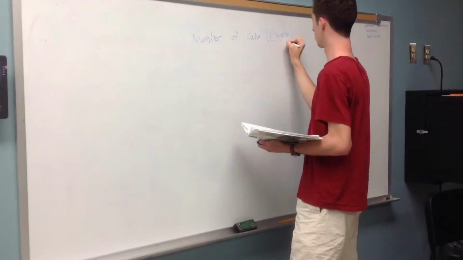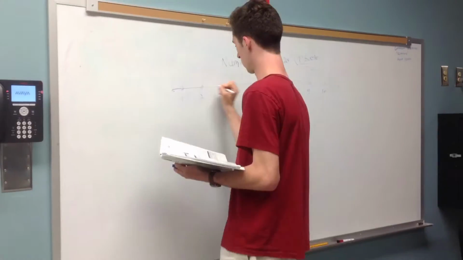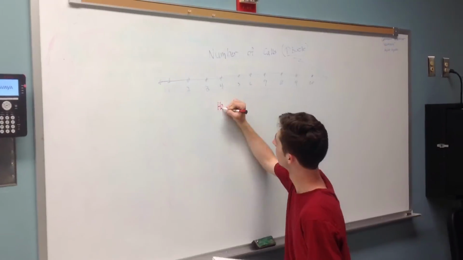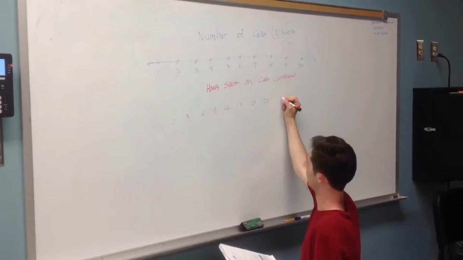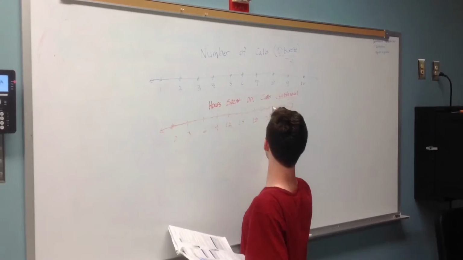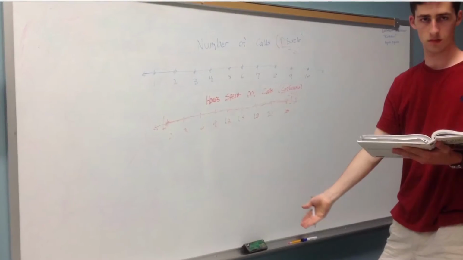For the discrete number line, x can have only whole number values such as 1, 2, or 3. For the continuous number line, x can have any value between 0 and 24. A discrete probability distribution lists each possible value with its probability.